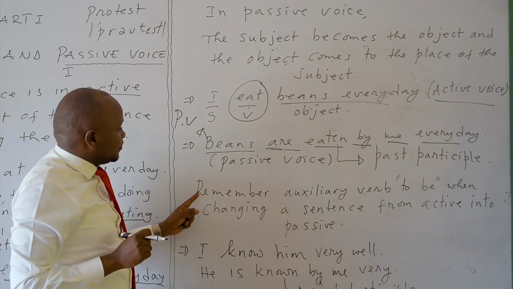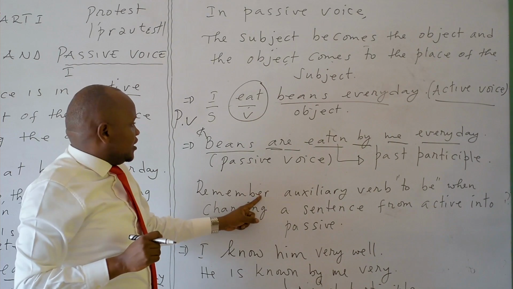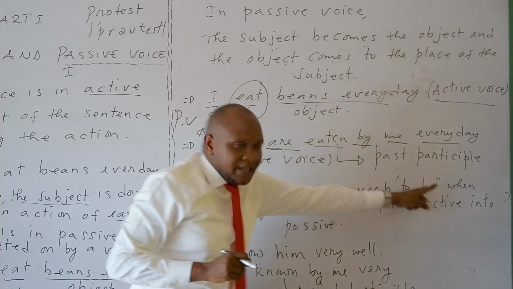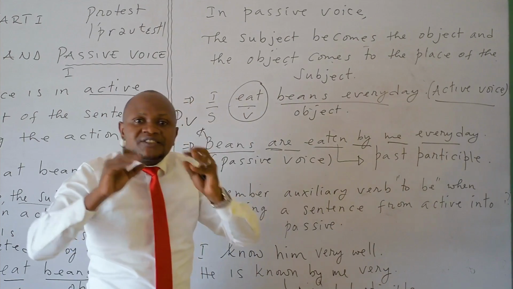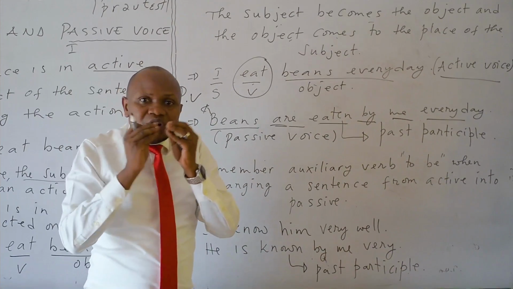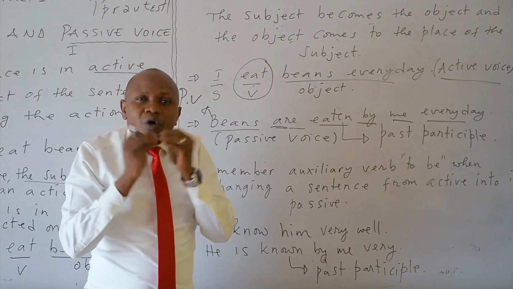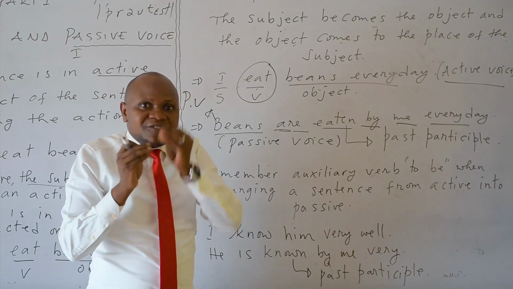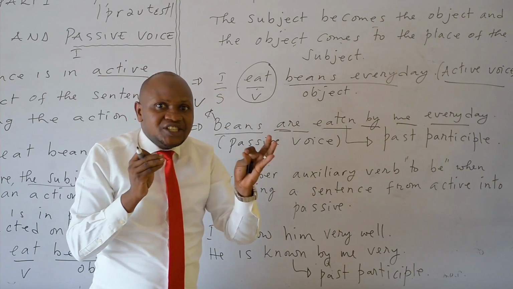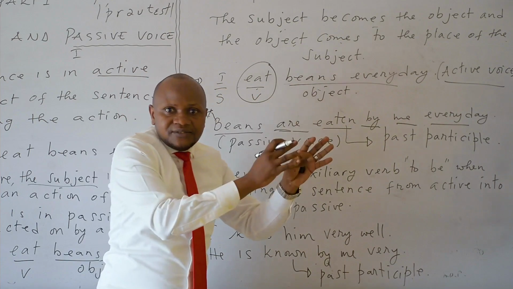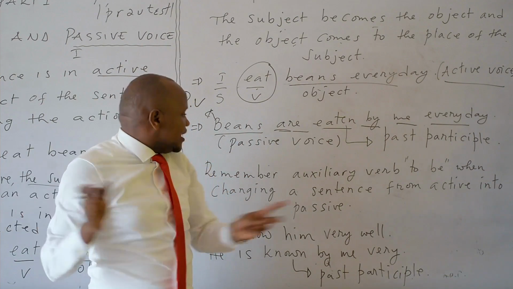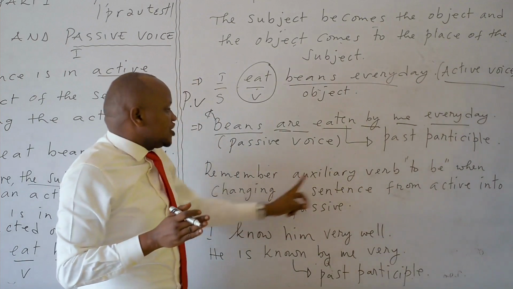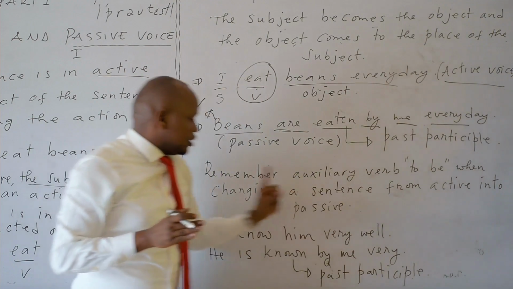Let us continue. Remember, okay, here, remember what we call auxiliary verb to be. Iyo uri gukora active passive voice, interuro iri muri passive igomba kujyana na verb to be. Yes, don't forget verb to be if you are changing a sentence from active into passive. Then you should remember auxiliary verb to be when changing a sentence from active into passive.